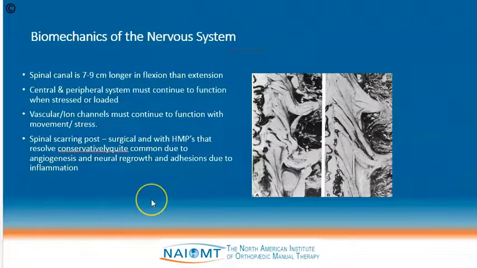And here's a nice slide of what the neural tissue looks like under tension versus in a slackened or relaxed type position. And just notice that neurological tissue is very dynamic. It has to be able to move and slide and glide through all the neuroforamen, throughout the intricacies of the spinal canal. And spinal scarring is very, very common after surgery, after herniated discs that are treated conservatively as well as postoperatively. And this could be the reason why the patient is actually having this particular problem.